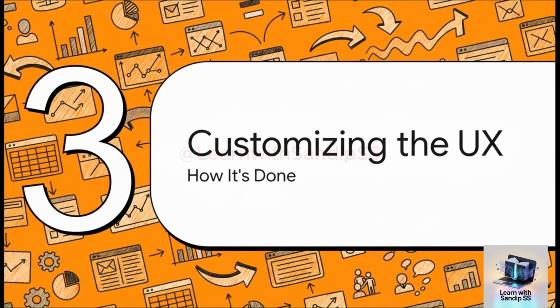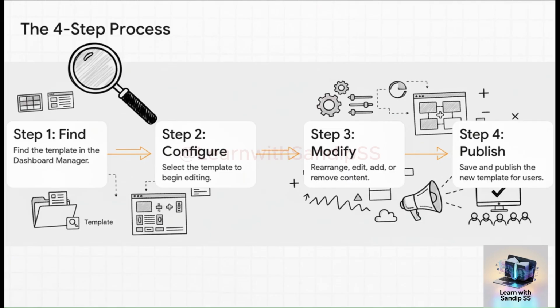This makes sure that everybody has a consistent, logical, and most importantly, effective place to start their work. But this isn't really about top-down control. It's all about making the day-to-day experience better for every single user and making their work just flow. So how do they actually do it? Well, the process really breaks down into 4 pretty clear steps. First, the admin has to find the right template to work on. Then, they pop it into a configuration mode to start editing. Third, and this is the fun part, they modify the layout. And finally, they publish those changes for everyone to see.